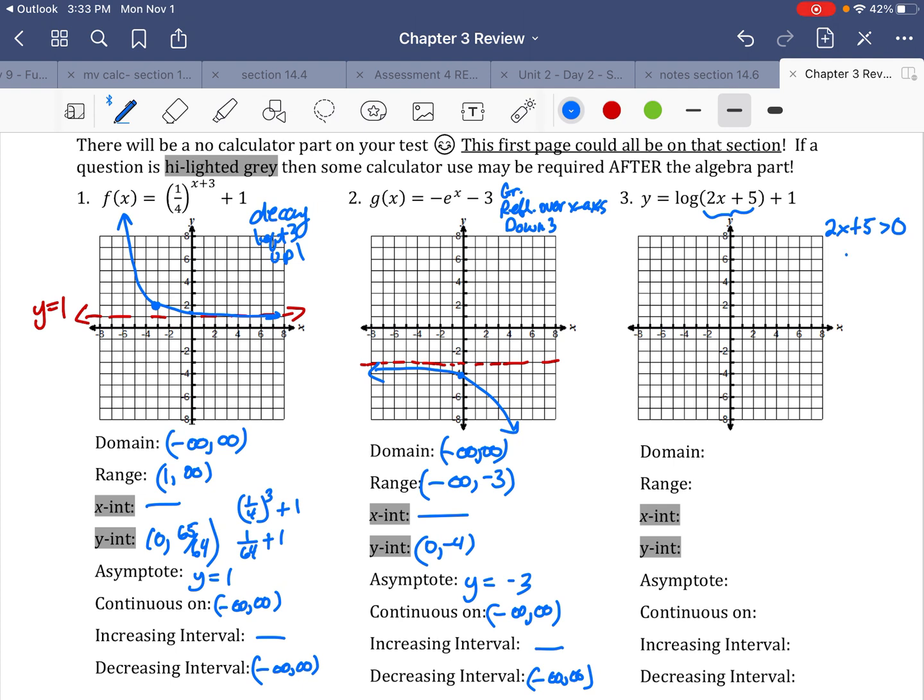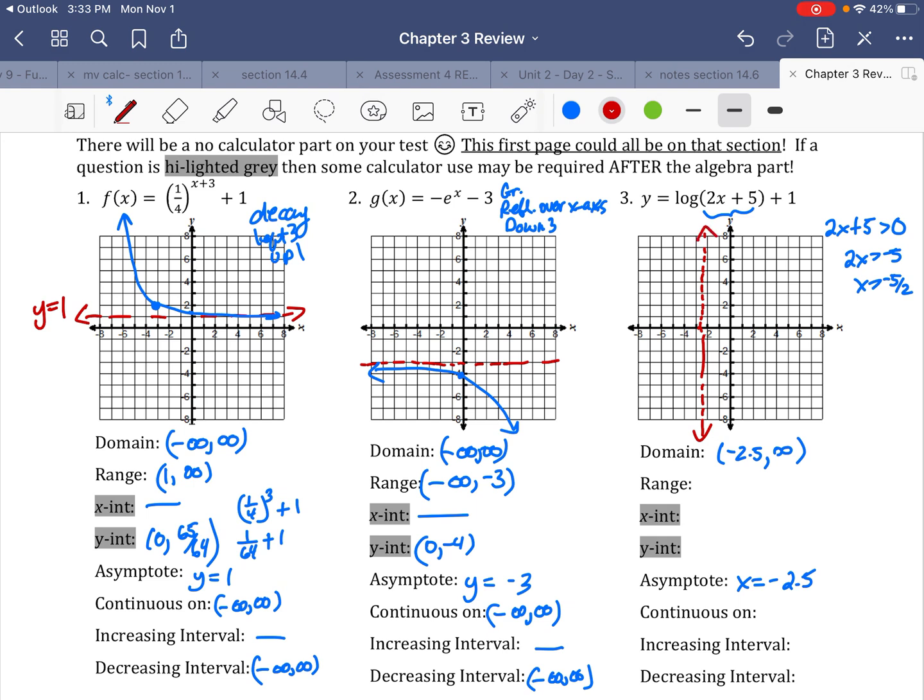So you set up yourself with a little inequality here. So take away 5 and divide by 2. So basically it's negative 2.5. So my asymptote is at negative 2.5. My domain is from negative 2.5, comma, over. All right, so let's see. Negative 2.5, so right about here.